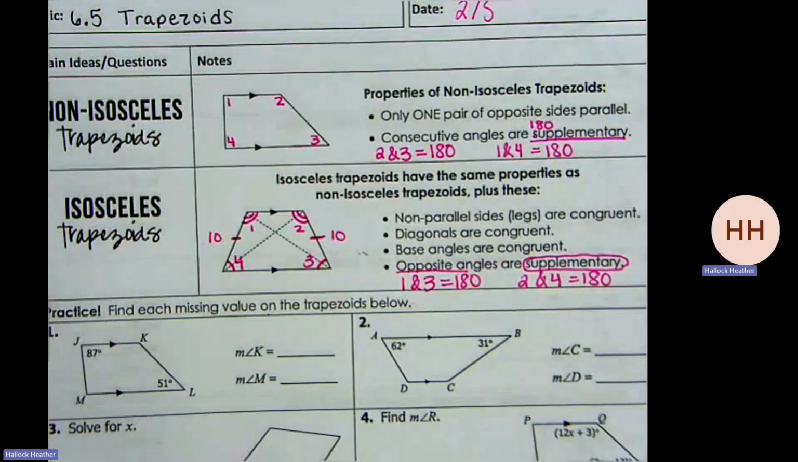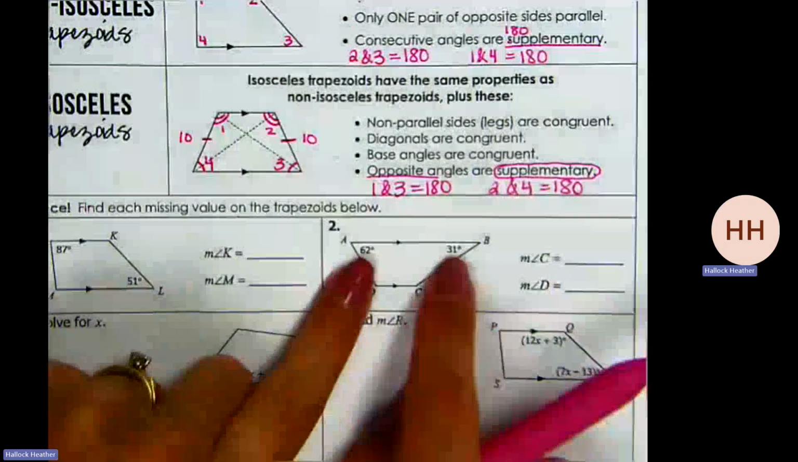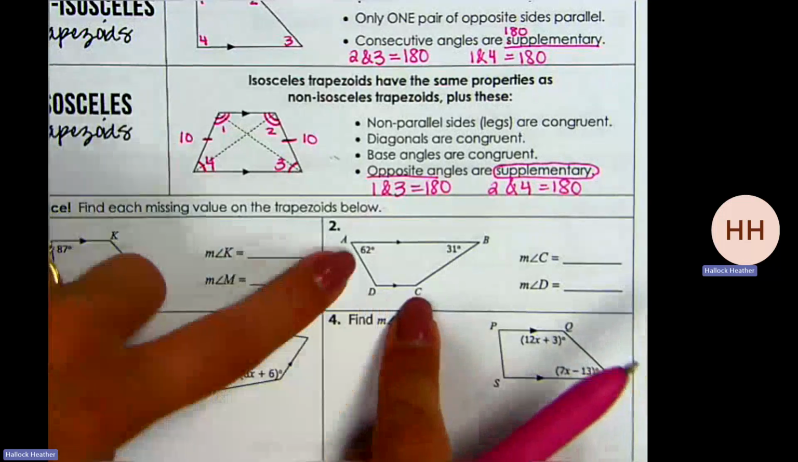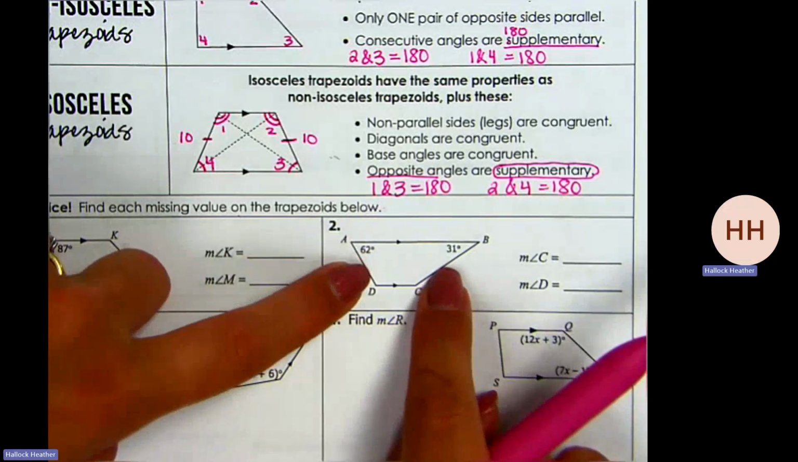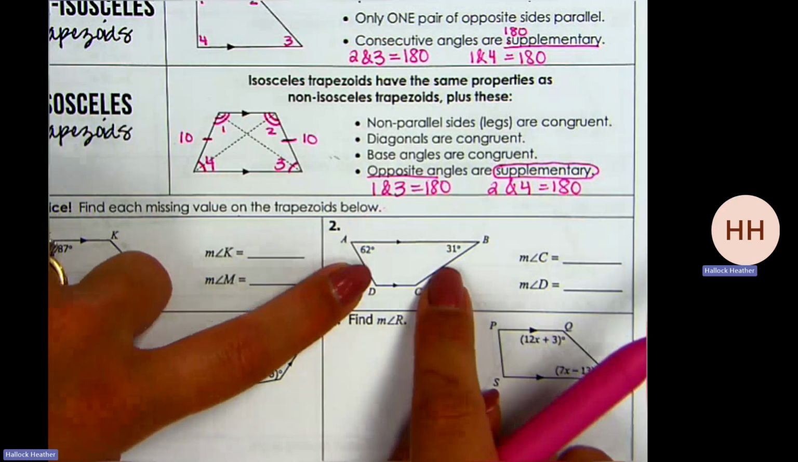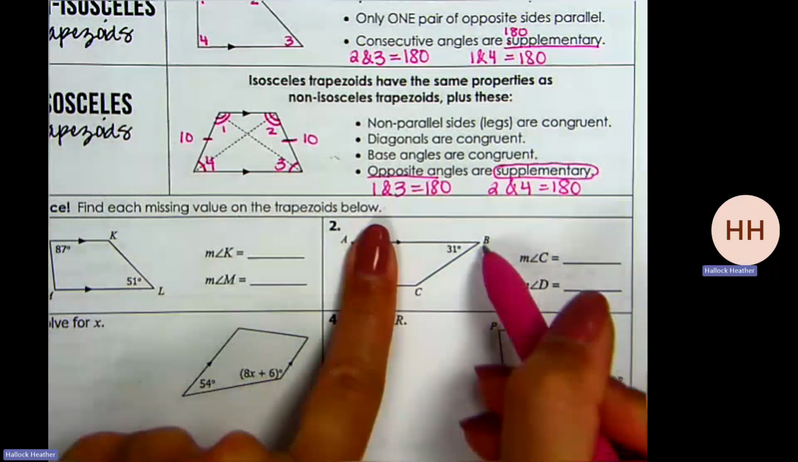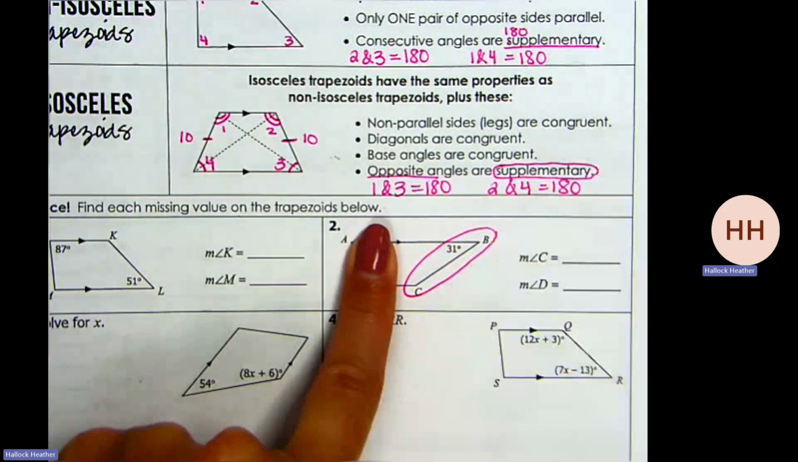So let's do a couple problems together. Let's jump to number 2. Number 2 gives you 2 numbers. This is not an isosceles trapezoid because it does not say it's isosceles. It also does not say that the sides here and here are congruent. So those are not isosceles. So what I'm going to have to do is use my trick. If I put my finger on my little arrows, B and C, this side needs to add to make 180.